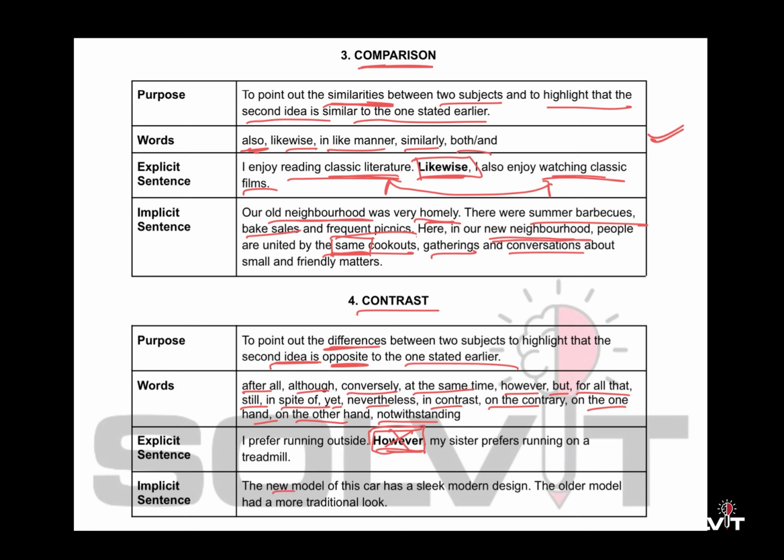The new model of this car has a sleek modern design. The older model had a more traditional look. Now look, there are no words or phrases used in these two sentences, but we already know that clearly there's a difference between the two cars which is being pointed out here, right? So the new one has a sleek modern design and the old one had a more traditional look. Okay, so it's very clear that the relationship between the two sentences is that of contrast.